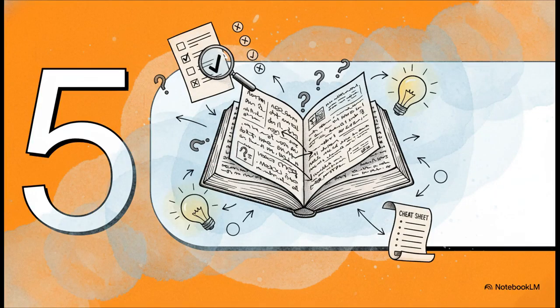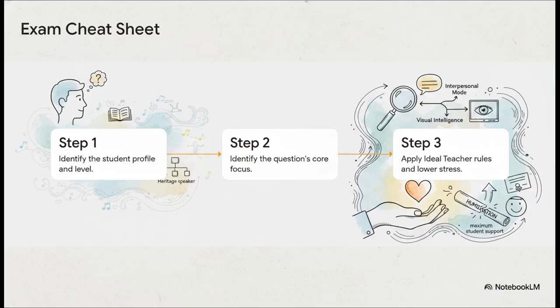Okay, bringing it all home with Section 5, the ultimate exam strategy cheat sheet. Let's learn how to decode these questions. So, whenever you find yourself stuck on an exam question, just follow this simple 3-step blueprint to decode it. Step 1, diagnose the student. Are they in the silent stage? Are they a heritage speaker? Step 2, figure out what the test creator is actually trying to test. Is this a question about the interpersonal mode, visual intelligence? And Step 3, apply those golden rules. Always choose the answer that shows endless patience, zero humiliation, and maximum unwavering student support.